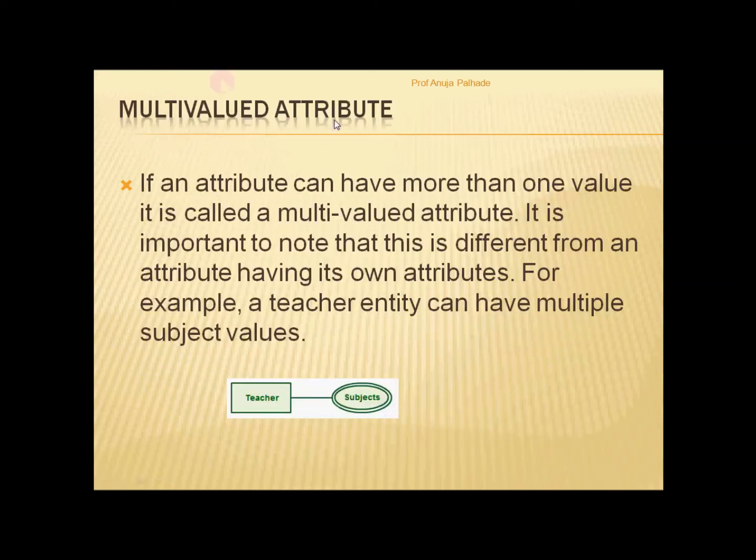Now multi-valued attributes. So subject is a multi-valued attribute here. An attribute can have more than one value; it is called a multi-valued attribute. It is important to note that this is different from an attribute having its own attributes. For example, a teacher entity can have multiple subject values. So the multi-valued attribute here is subjects.